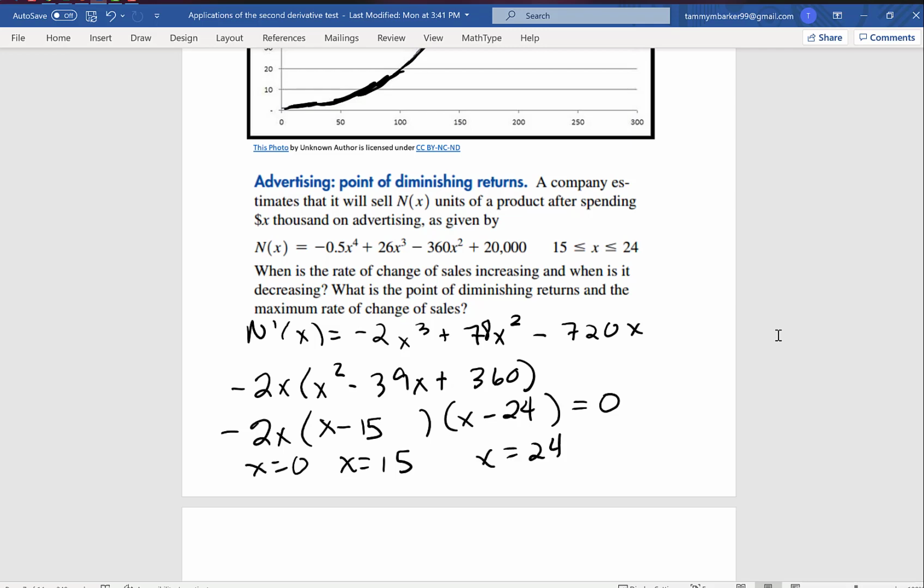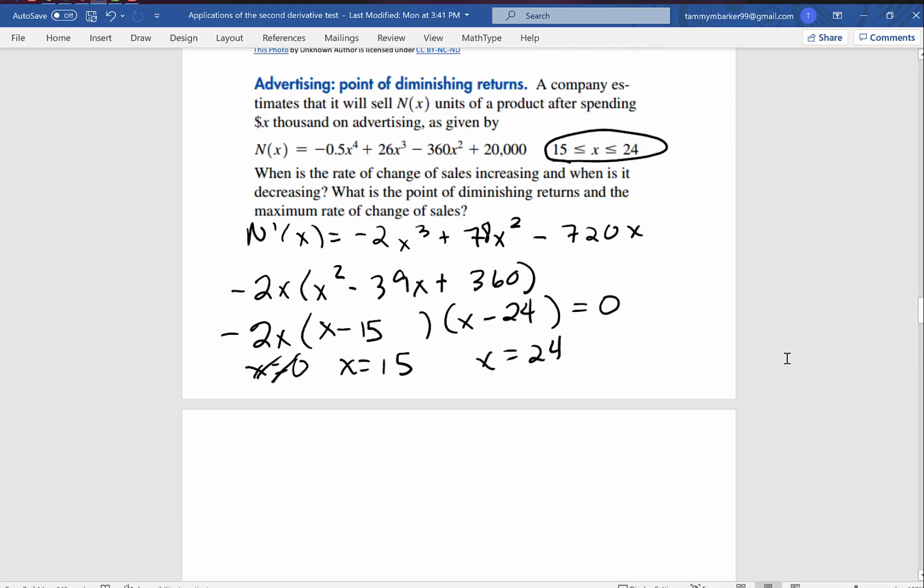Now let's pay attention to our domain. Our domain happened to be 15 to 24, so we know we can't use the 0, and we see there's no place that's going to switch between 15 and 24. So whatever happens, it will be consistent between 15 and 24. To find the point of diminishing returns, we're going to take the second derivative.